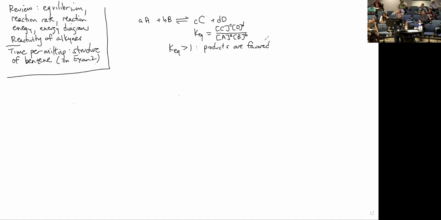And they're favored to the degree by which that ratio is greater than 1. If the equilibrium constant is 1,000,000, then you get almost all product, and only 1 part in 1,000,000 remains as starting materials. If the equilibrium constant is 50, then it's only 50 to 1, but still heavily favored. If it's 1.8, then you're having only a slight favoring of the products over the reactants. And of course, if the equilibrium constant is less than 1, then the starting materials are favored.